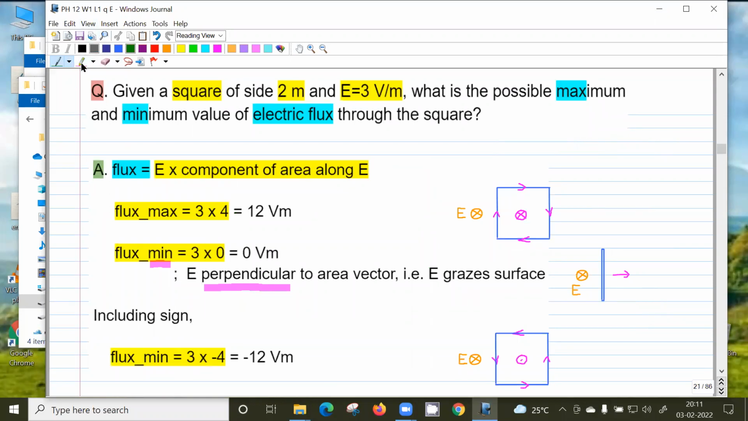So this is an example to make it clear. I have a square of side 2 meters and the electric field is uniform, 3 volt per meter. What is the maximum possible and minimum value of electric flux that will pass through the square?